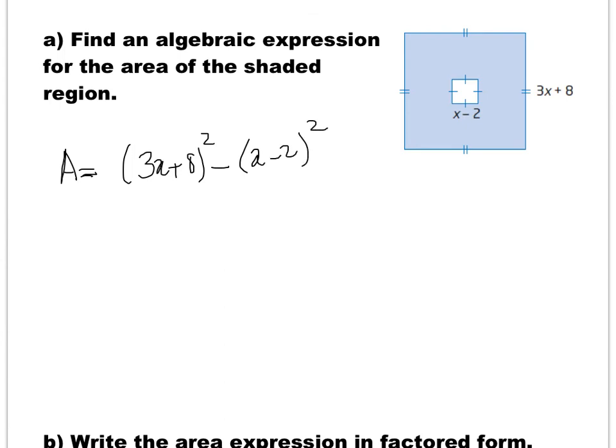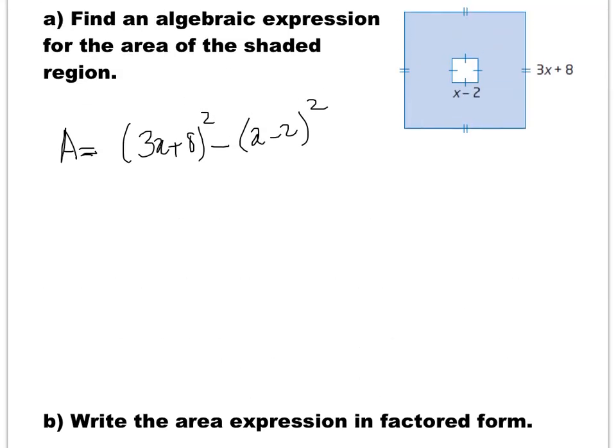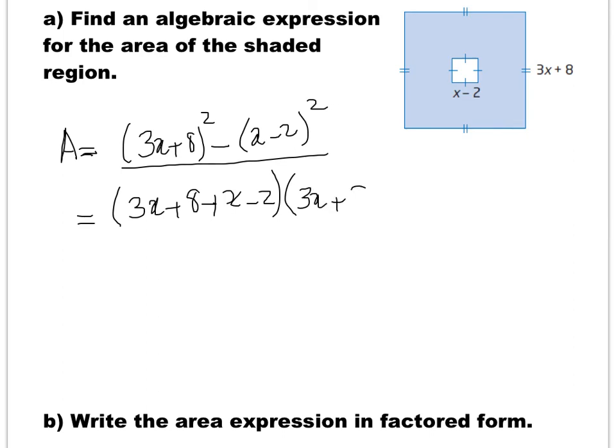So that's part A. Part B asks what is the factored form of this area. So the area is given this way. Now if you see, this is really a squared minus b squared, so I can write this as a plus b times a minus b. So a is 3x plus 8, plus x minus 2, times a minus b, so 3x plus 8 minus the bracket. The minus is going to be multiplied by every term inside the bracket, so negative x plus 2.